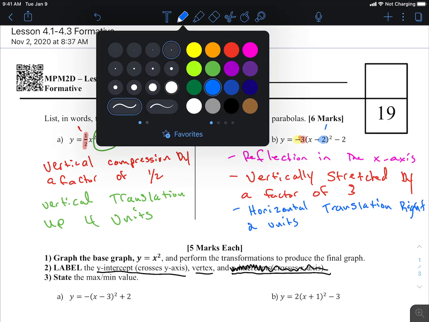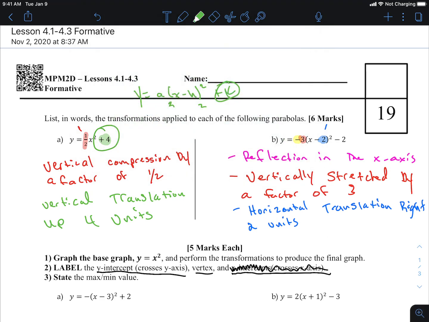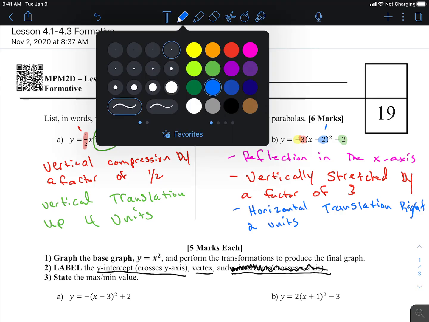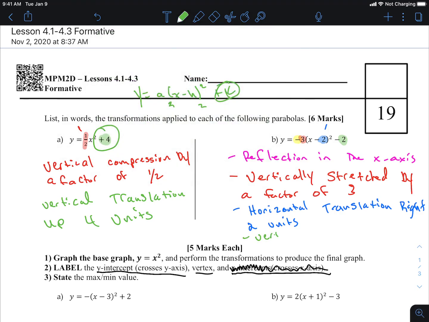And what's the last one? The last one is what it is. It's outside of the brackets. There's nothing funny going on. If you see a -2, it implies it moves down 2 vertically.